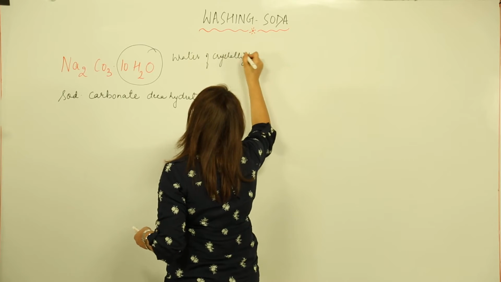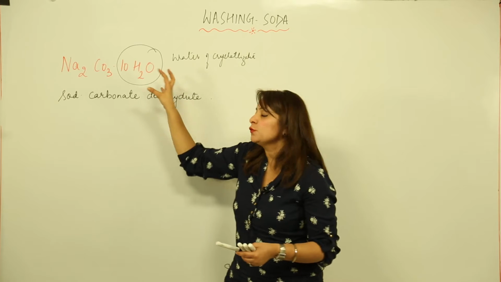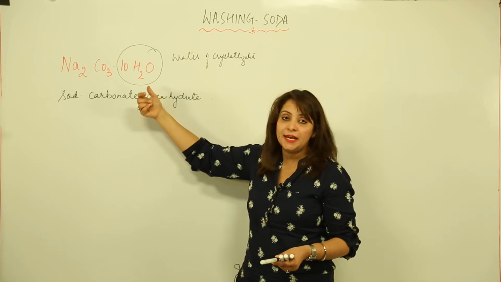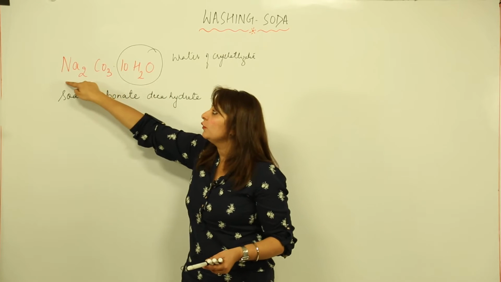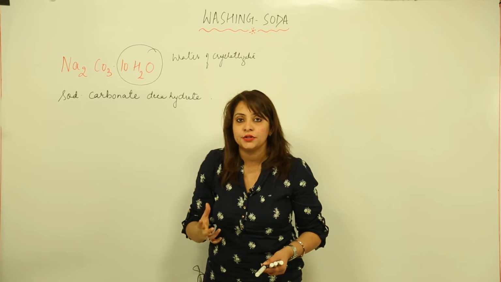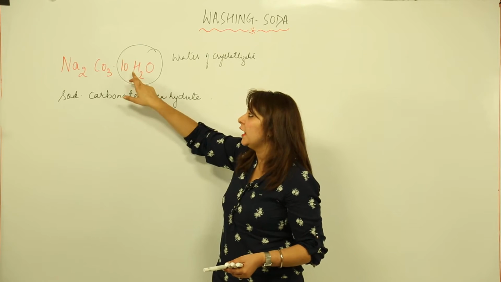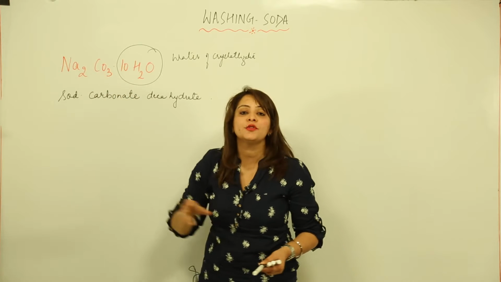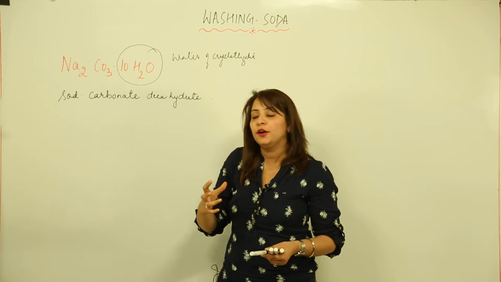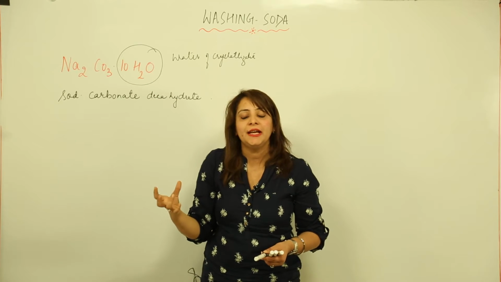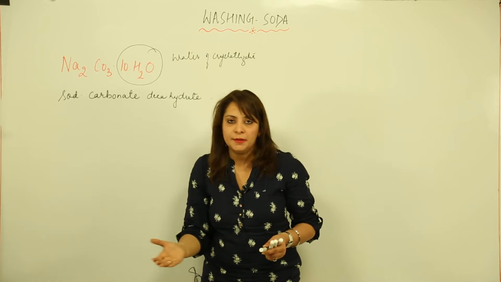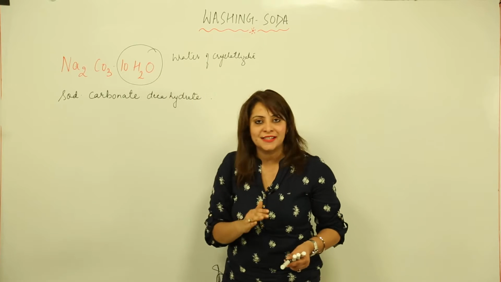Do you know the meaning of water of crystallization? It means that this many molecules of water are in chemical combination with the given compound. As you can see in this case, with one molecule of Na2CO3 there are 10 molecules of water in chemical combination. So 10 molecules of water are chemically combined with one molecule of sodium carbonate. Whenever you see this kind of dot H2O, it means that this many water molecules are in chemical combination with the given chemical substance. So this is the water of crystallization.